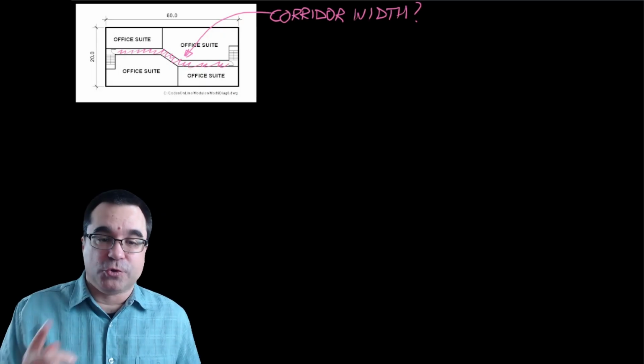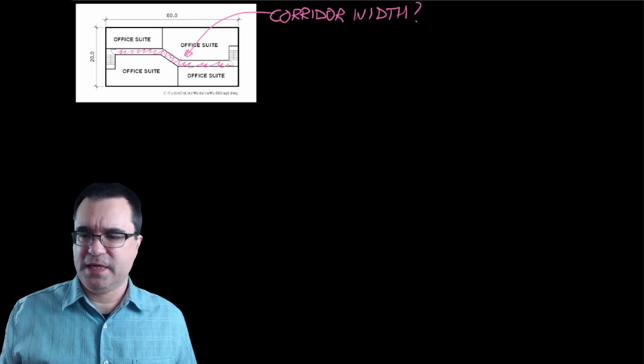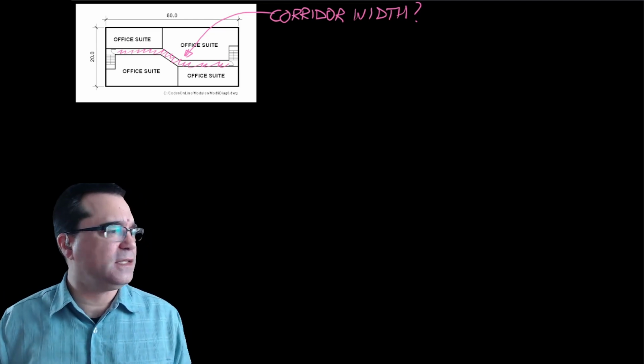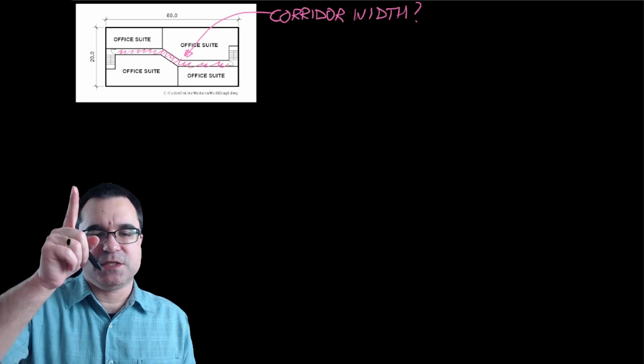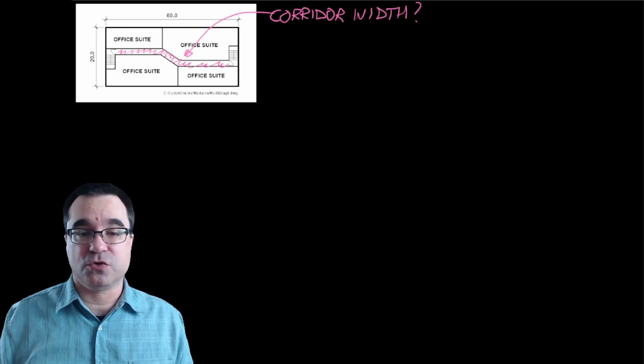Welcome to example number 2. We have another office building, some general story in this office building. The only difference compared to example number 1 is the dimensions are different. This general story measures 60 meters long by 20 meters wide.